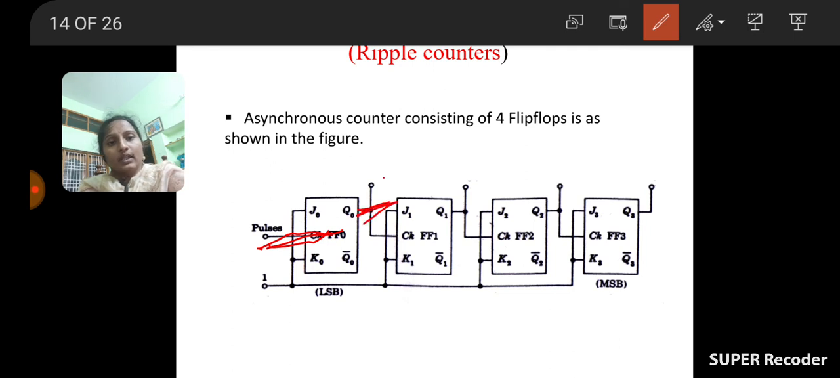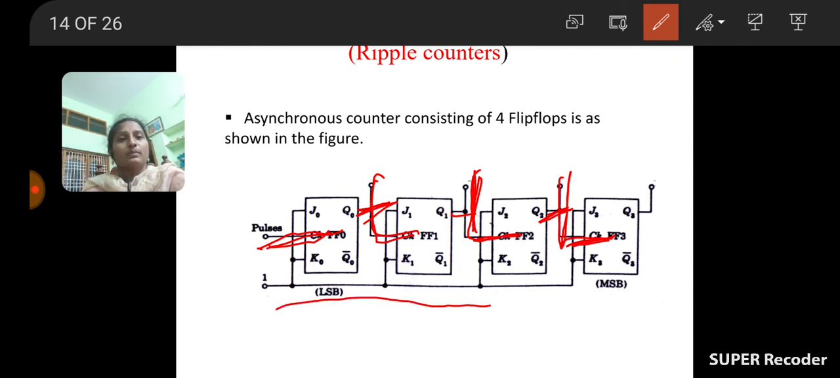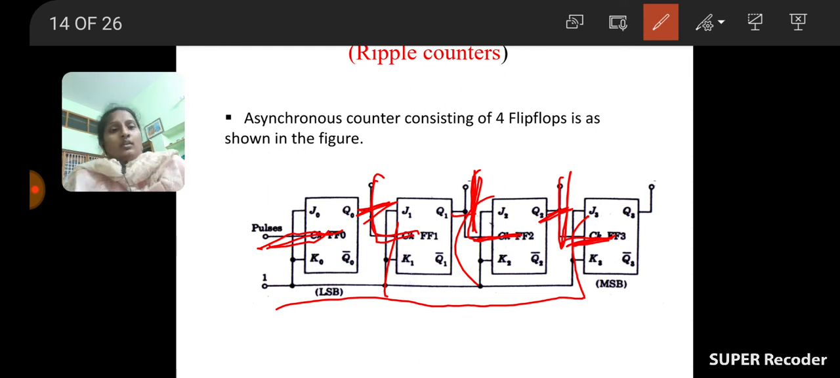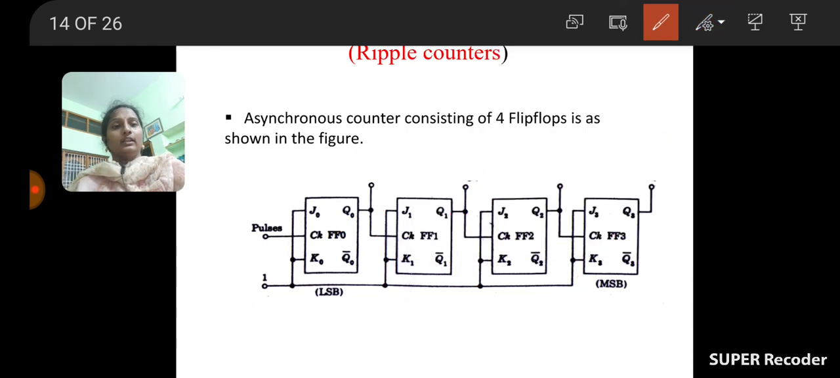and the output of the first one acts as a clock pulse for the second one, and the output of the second one acts as a clock pulse for the third one, the output of the third acts as a clock pulse for the fourth one. Okay, and the input must be applied to all the flip-flops at the same time. But even though the input is present, irrespective of the clock pulse, it is unable to produce the output. Okay, so it will produce a delay in the output.